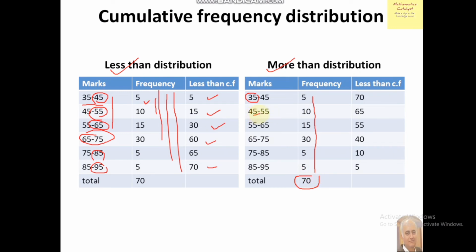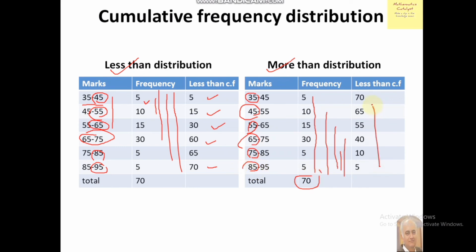And if you are taking more than 45, so more than 45 means you have to take 10 onwards. If more than 55, in more than 55 you have to take more than these values, right? In case of more than 65, you can observe these are greater than 30, and in case of more than 75 we have these, only these two values, 10, and more than 85 is here 5 only.